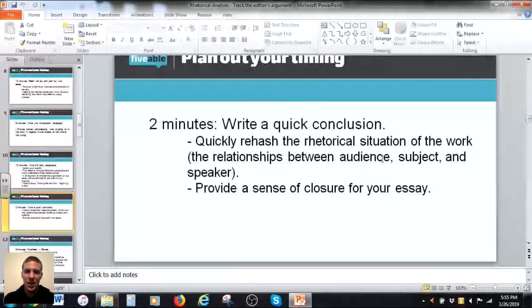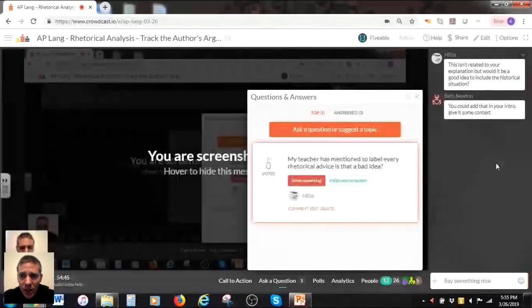Last question. All right, so my teacher has mentioned to label every rhetorical, I'm assuming that's device. Is that a bad idea? Well, I won't say automatically yes or no unless I see a practical application of that. So you could label it, but my caution there is that labeling is not the goal. Again, you can write a 9 essay if you don't touch a special fancy term. However, if you know them and they're not the focus, use it.